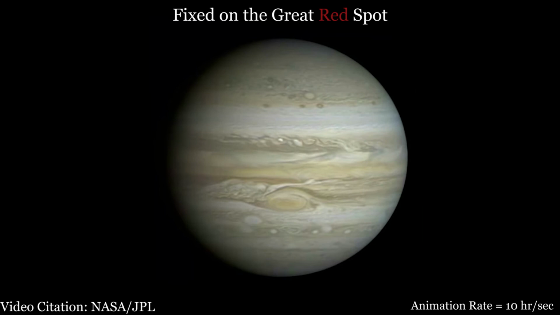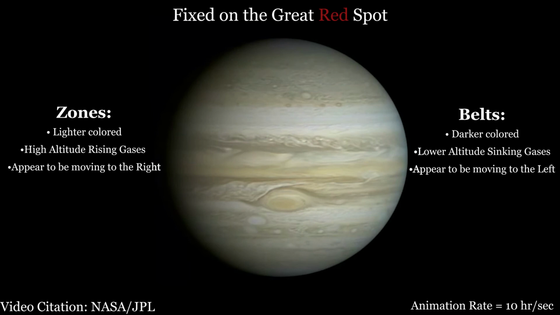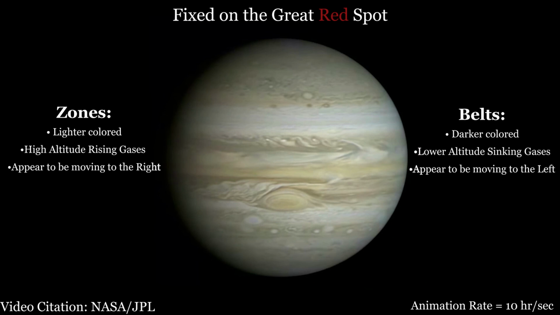of the planet. The lighter colored zones are caused by warmer rising gases, while the darker belts are caused by cooler falling gases. The belts and zones have different depths, and thus appear to rotate in opposite directions due to having different speeds. Because of this, we see turbulence and vortices along the boundaries between them.